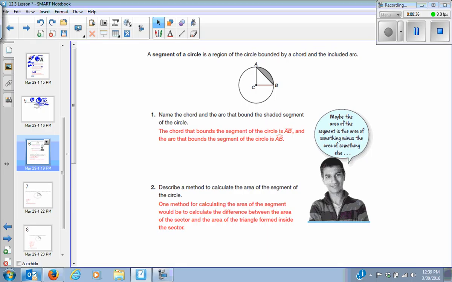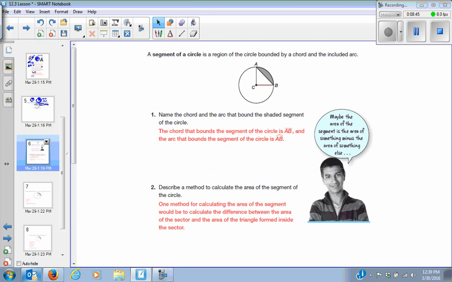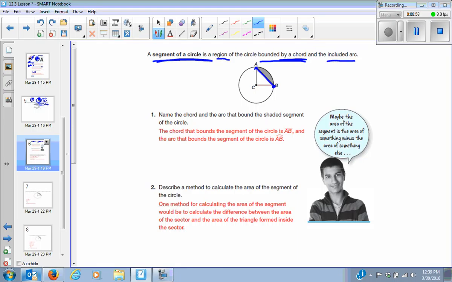All right, now we have totally switched gears. That is everything for sector. We are going to mix these up in just a minute, but we need to know the difference. We are now talking about a segment. A segment is the region of a circle bounded by a chord, which we know starts on the circle and ends on the circle, it goes across, and the included arc. So we are talking about this grayed area. Again, it's in your book somewhere. You can find that.